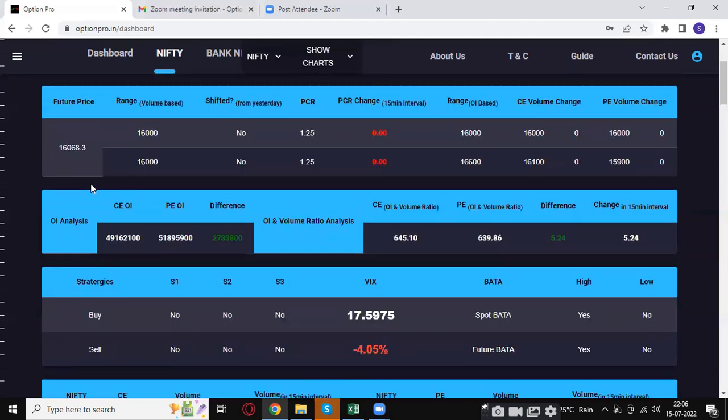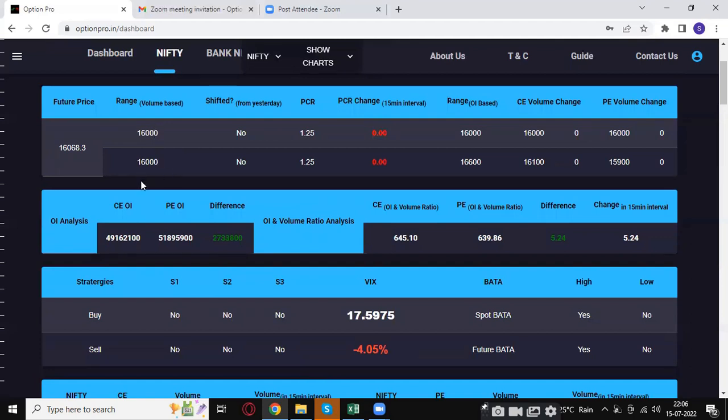Okay. Now in the second table, again you can see the future price of Nifty, the range, and the volume based trend. Again, the same thing which we can see on the dashboard: the highest volume happening on the call side and put side, on which strike price. So we have given those strike prices here.